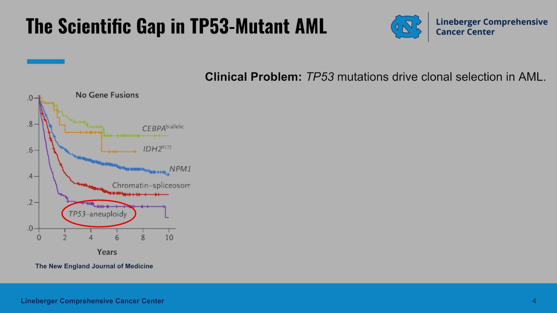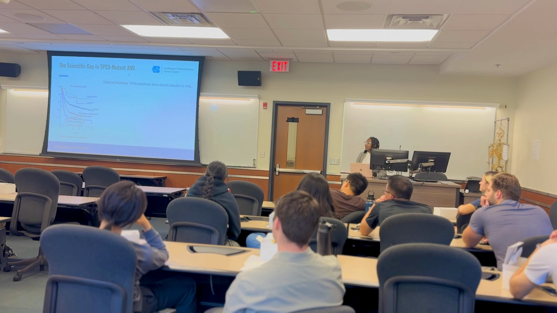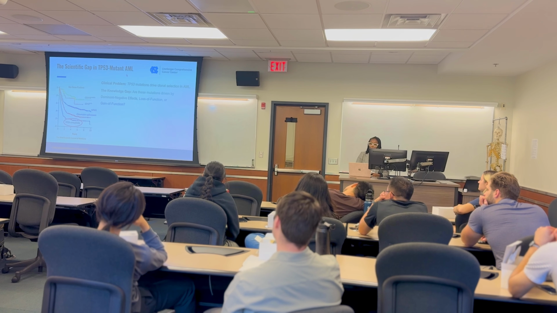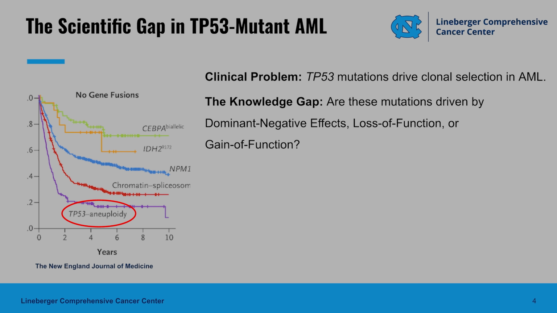And here are different genes or different types of genetic mutations that occur. And as you can see down below, we have TP53 aneuploidy as one of the lowest survival rates. And that is something that scientists are very curious about. So we're going to talk a little bit about that today. We're trying to figure out, are these mutations driven by dominant negative effects, loss of function, or gain of function?